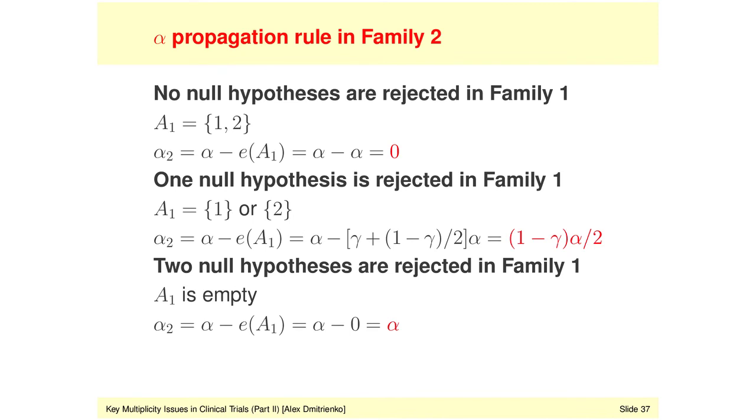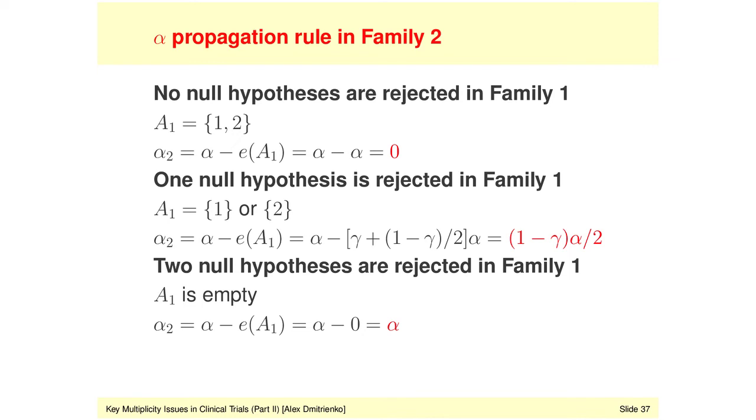The next aspect of the gatekeeping procedure that we will need to discuss would be a set of rules for transferring the alpha from the first family to the second family. We refer to them, as we did in Module C, as the alpha propagation rules. There are only 3 potential outcomes of interest that could be observed in family 1. They're all listed on the slide. The first one is when no null hypotheses are rejected in family 1.